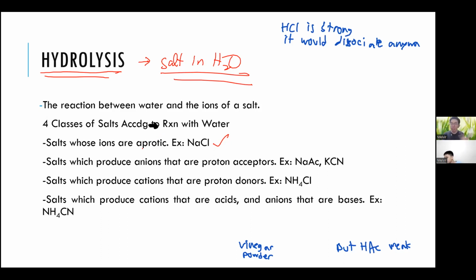So, we're always dissolving something in water. So this time, may salt ka ngayon na nilagay sa water. What is the pH? Parang ano yung magiging property niyan? So, ngayon, it depends on the classification of your salt. So, we can classify salts into four. Number one, salts whose ions are aprotic. So, let's say sodium chloride. So, when you say aprotic salts, neutral ang nabubuo nila, Josh.